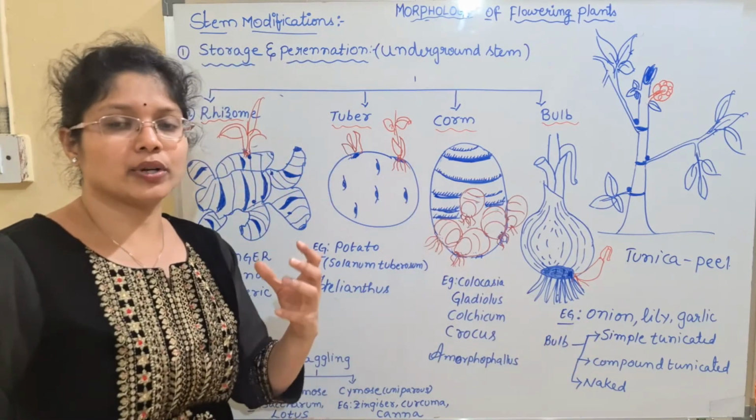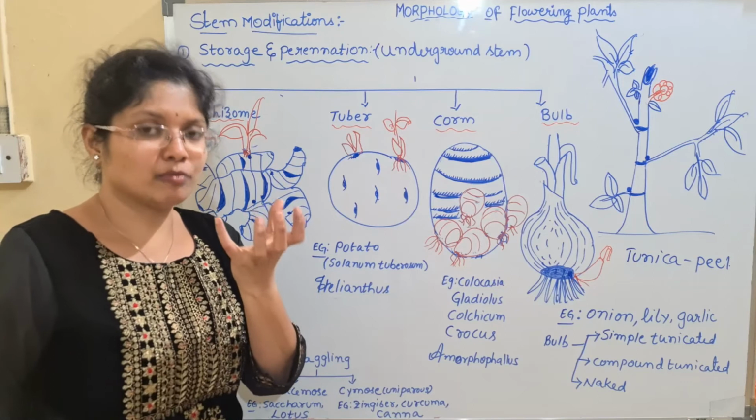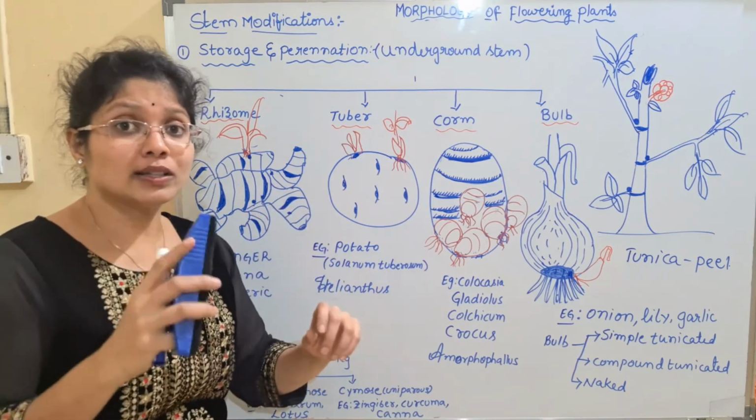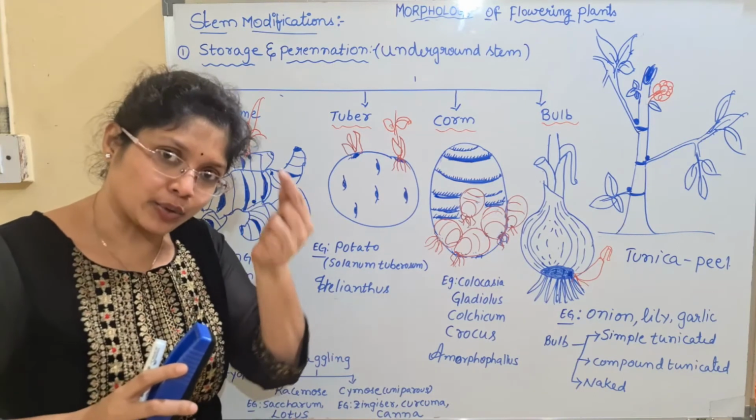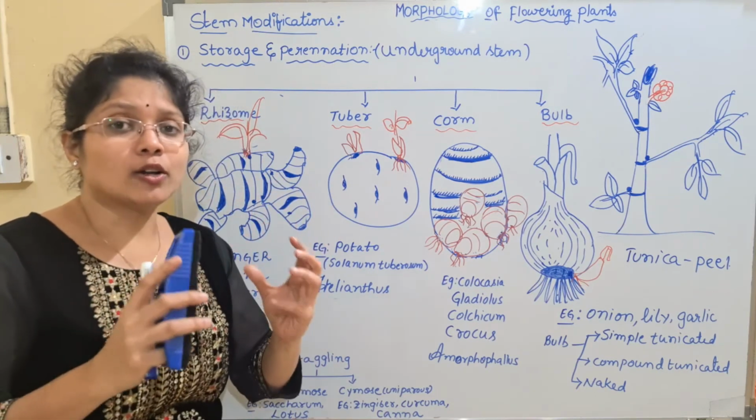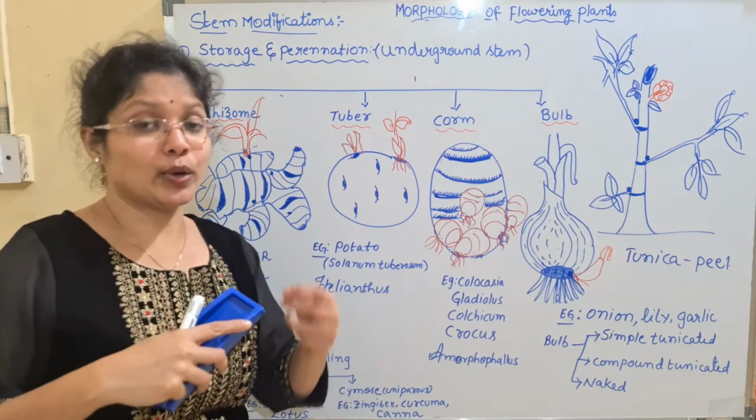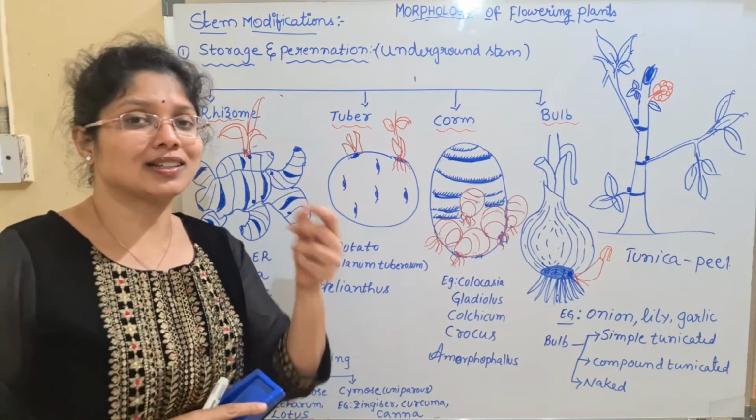What is compound tunicated bulb? A single bulb will not be present. Many bulblets are present, and all these bulblets are covered by a tunica. Along with that, all these bulblets are in turn covered by another sheath. Where you can see this condition, children, in garlic.